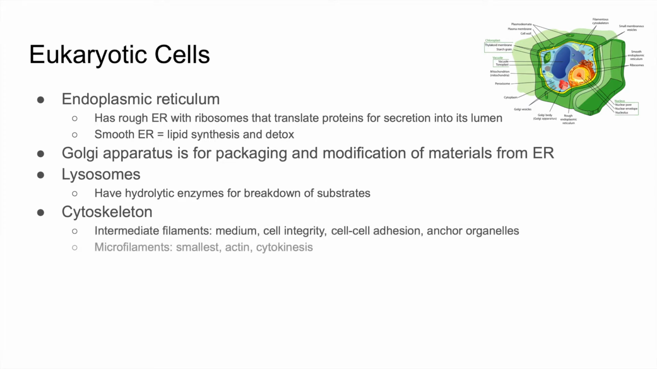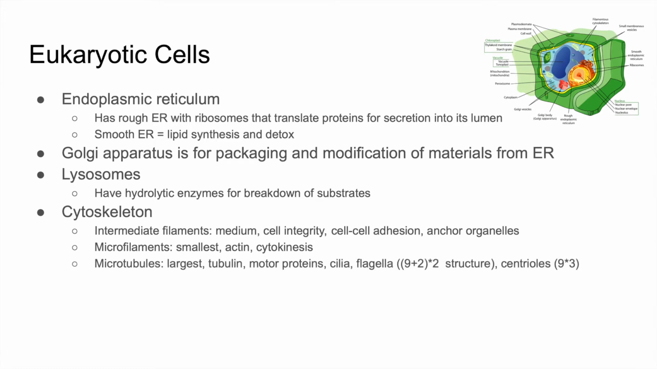Other filaments here include tiny microfilaments, which might sound familiar because of your friend actin in the muscle is one of them, and also microtubules, which are some thick tubulin structures in cilia and flagella.